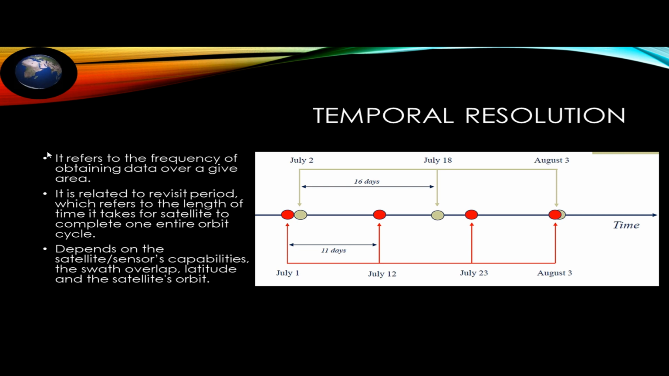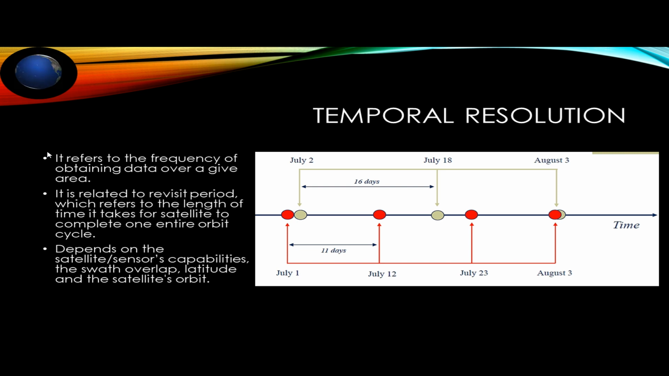So, what is the temporal resolution? The temporal resolution is about the frequency of data collection. As I showed you the annual and daily data collection, here you can see the different intervals of data collection. It refers to the frequency of obtaining data over a given area. It is related to the revisit period, because when a satellite is capturing an image over the globe or the earth surface, what is happening?